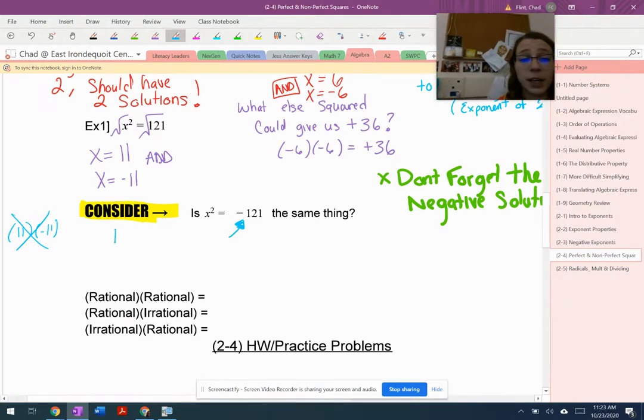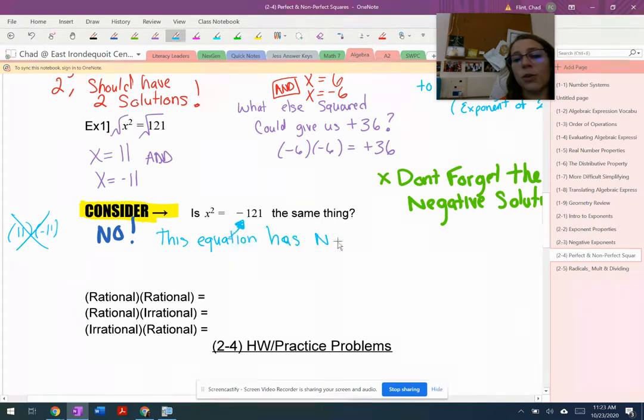Is this the same thing? No. Let's bold that. No. This equation has what we call no real solutions.